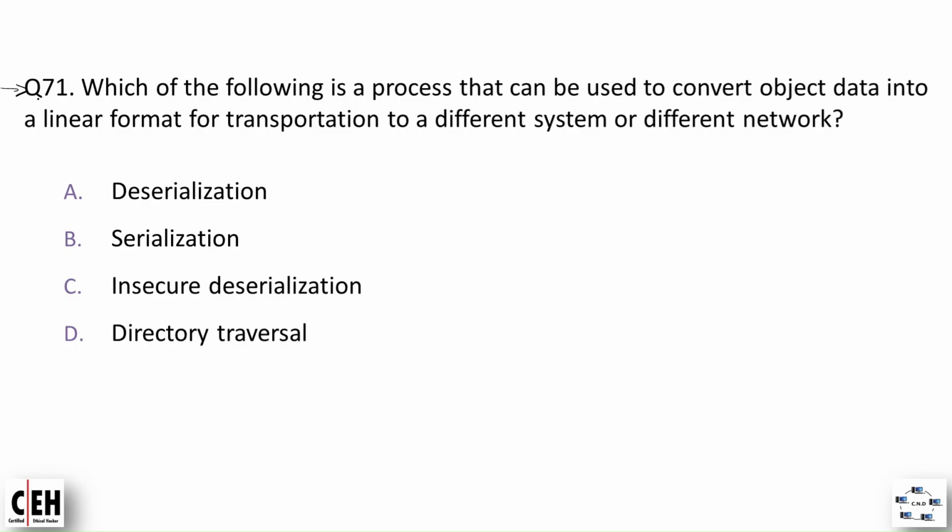Question number 71. Which of the following is a process that can be used to convert object data into a linear format for transportation to a different system or different network?